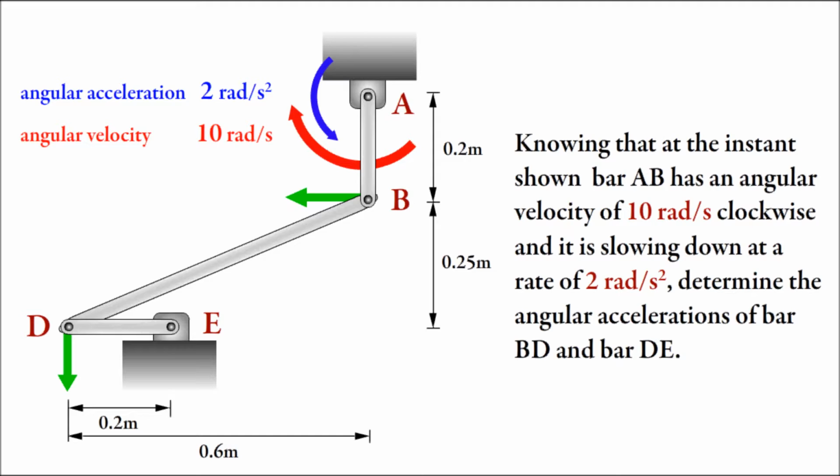Looking at this animation, we can see the direction of the velocity of points B and D indicated by the green arrows. Notice that bar BD also has some complicated motion. It is both translating and rotating.